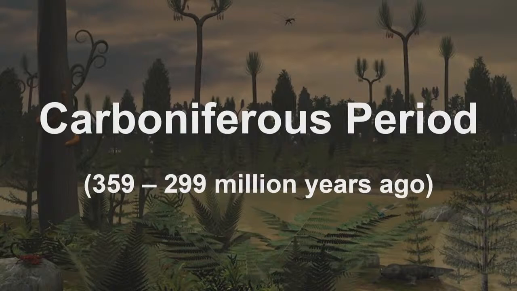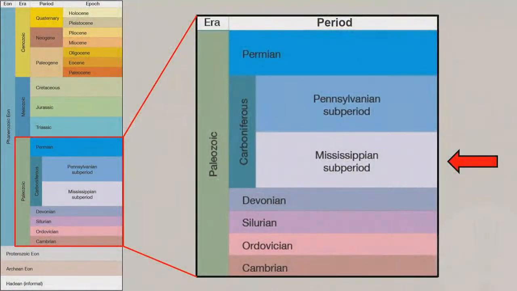All right, so the Carboniferous period, 359 to 299 million years ago. And this is divided up into two subperiods, the Mississippian and the Pennsylvanian. And keep in mind, when you hear Mississippian, we're referring to the geological time period, not the cultural time period that you might hear as related to Native American history.